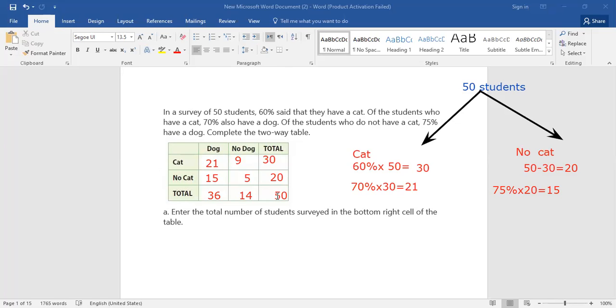And let me also revise with you what is the difference between joint, marginal and conditional. Do you remember?